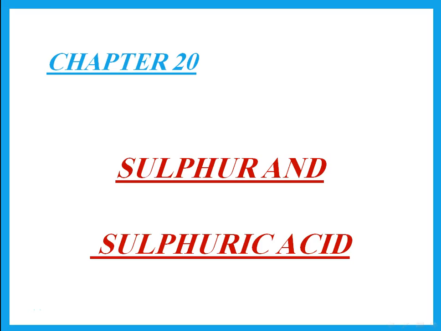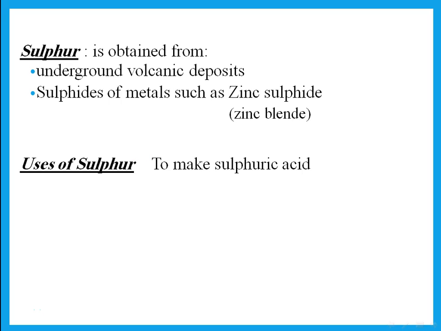Okay, last chapter, sulfur and sulfuric acid. So let's go through this very quickly. First of all, we're starting with sulfur because this is the first substance from which we start to make sulfuric acid. Sulfur, as a non-metal, is a yellow solid. It is obtained from underground volcanic deposits, so under the volcanoes you have sulfur deposits, or it is obtained from the sulfides of metals such as zinc sulfide, which we mentioned in extraction of zinc as zinc blende.